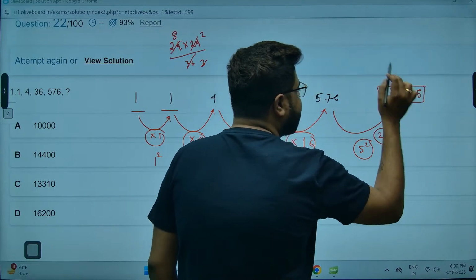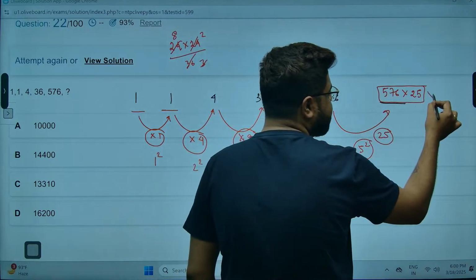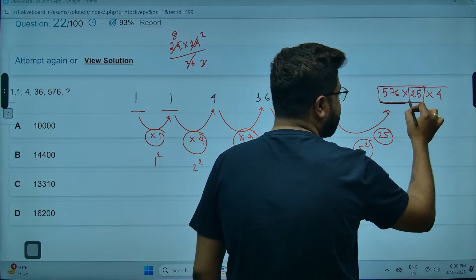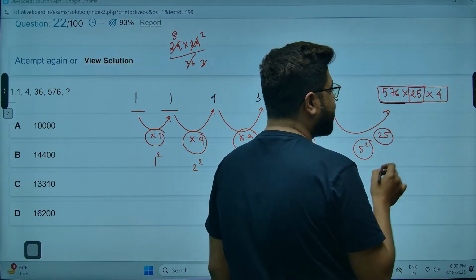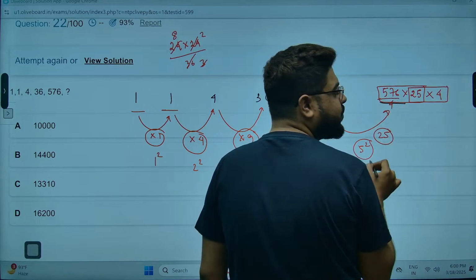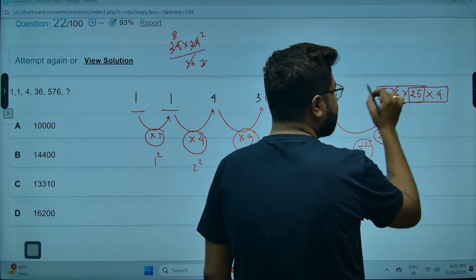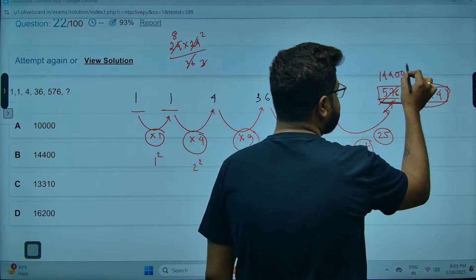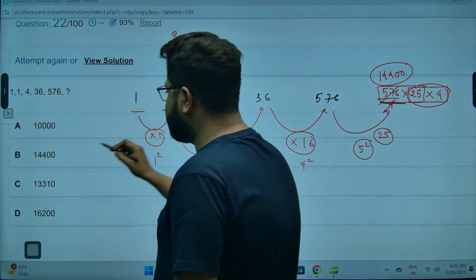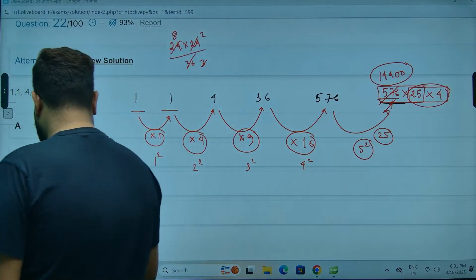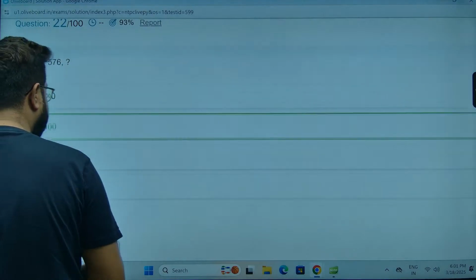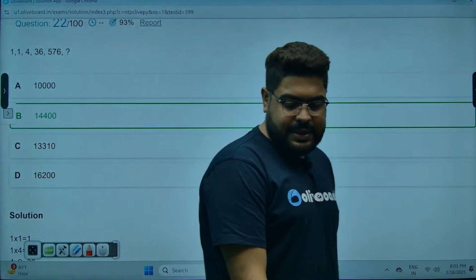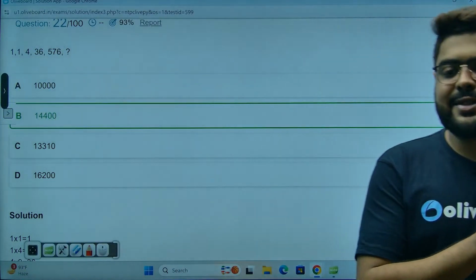Now, anything multiplied by 25, always do this: 25 has a girlfriend, her name is 4. So divide by 4. This is 144. And this is 100, meaning put double zero, sir. 14400, option B, sir. That is your answer, sir. That is always your answer.